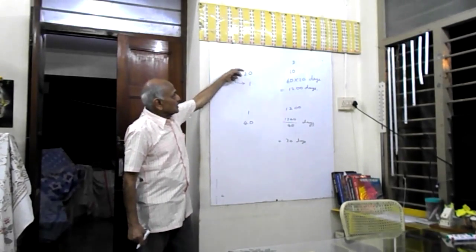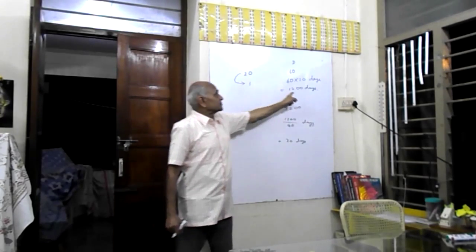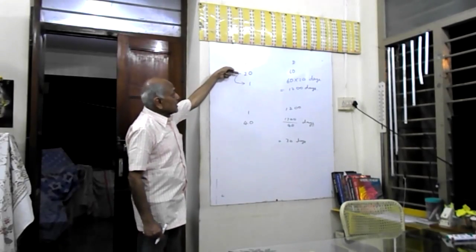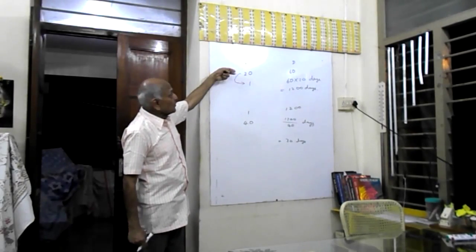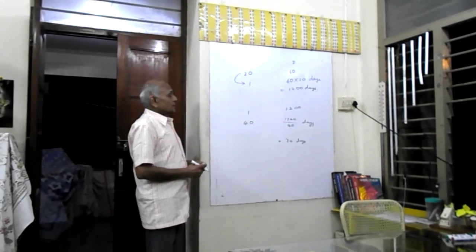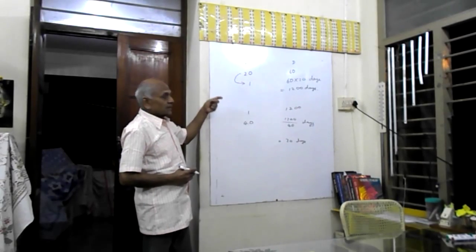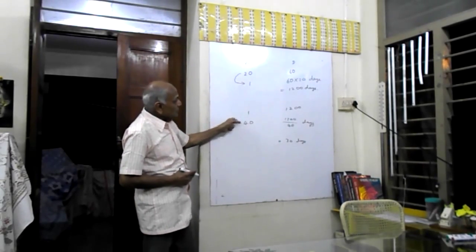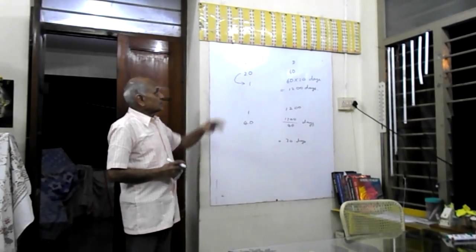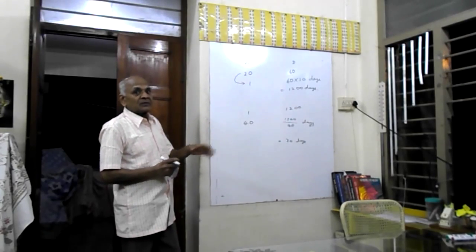20 workers, 60 days. One worker, 60 times 20. Multiplication. Be careful. In directly proportional, some number to 1 is division. In inversely proportional, some number to 1 is multiplication. In directly proportional, 1 to some number is multiplication. In inversely proportional, 1 to some means division. Now let us combine them. This is some number to 1, this is 1 to some number. So we shall see some number to some other number.